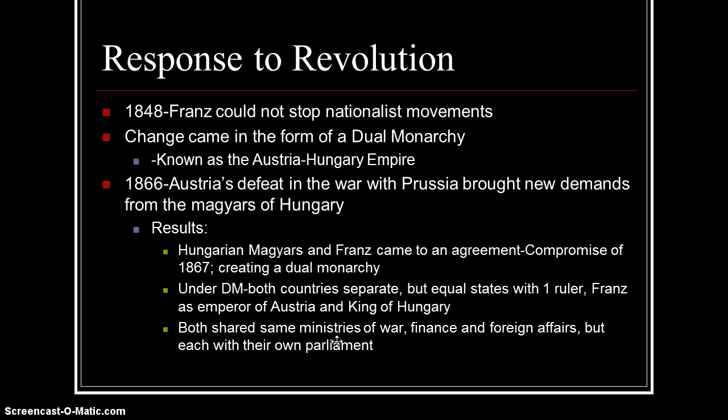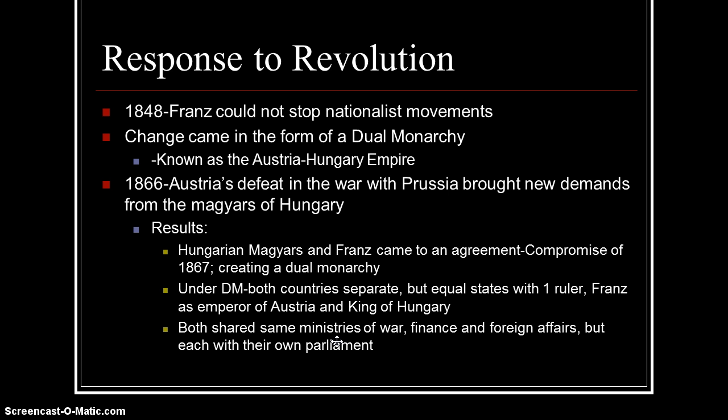So in 1848, the empire could not stop the nationalist movement. Nationalism was already taken up by so many. So change came in the form of a dual monarchy. He solved the problem by creating the Austria-Hungarian Empire. Before, it was the Austrian Empire, but now it's the Austro-Hungarian Empire.